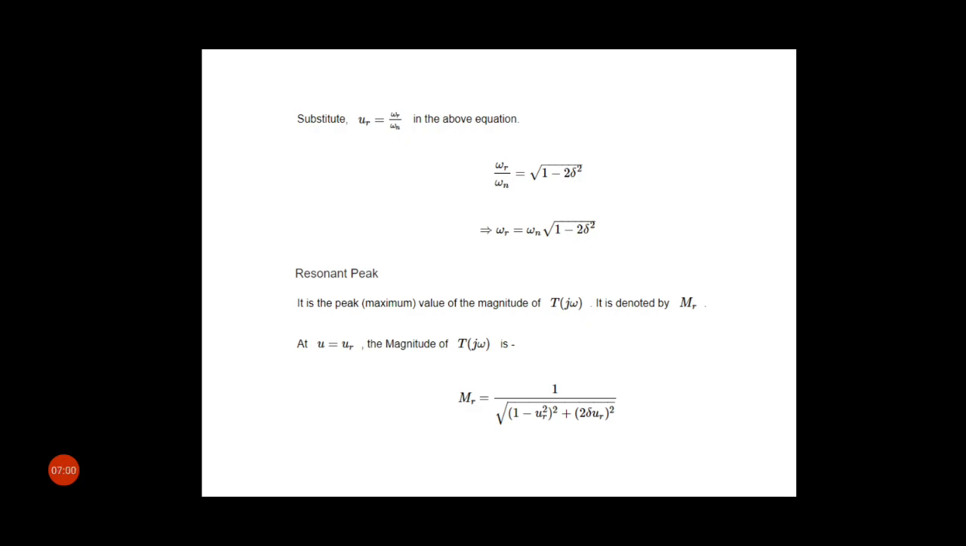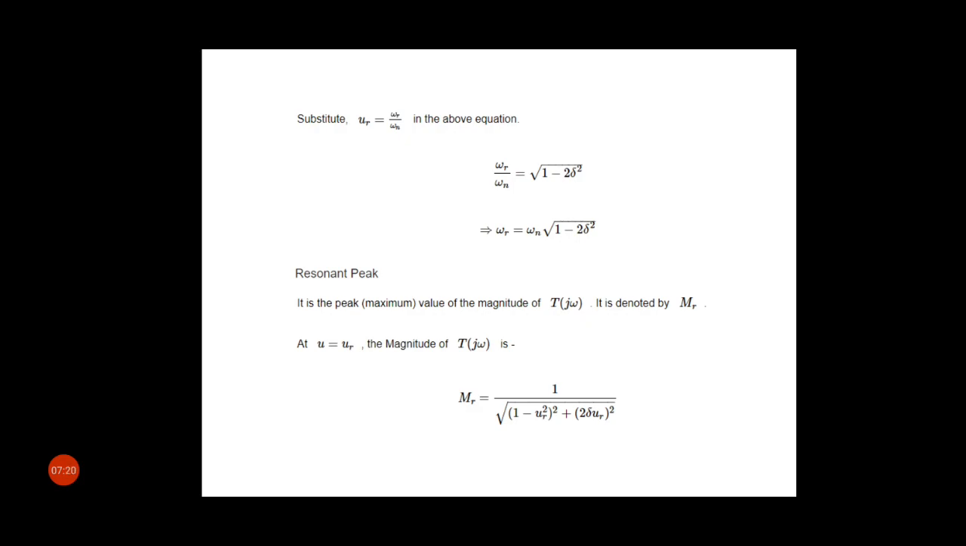Okay, so what is resonant peak? Resonant peak is the peak value of the magnitude of T(jω). Peak value means the maximum value of the magnitude of T(jω). This resonant peak is denoted by M_r.